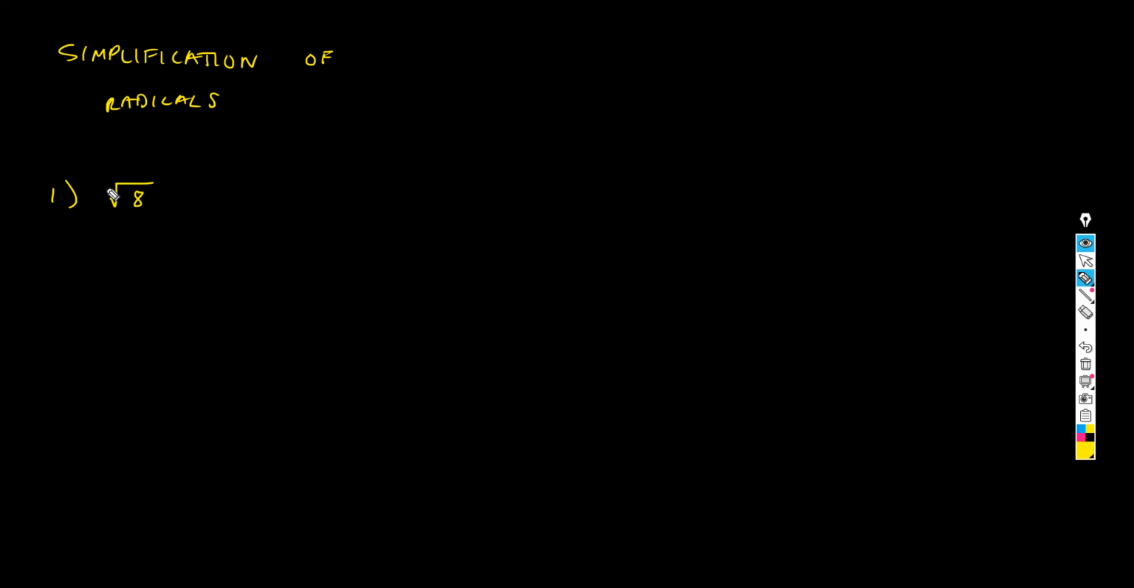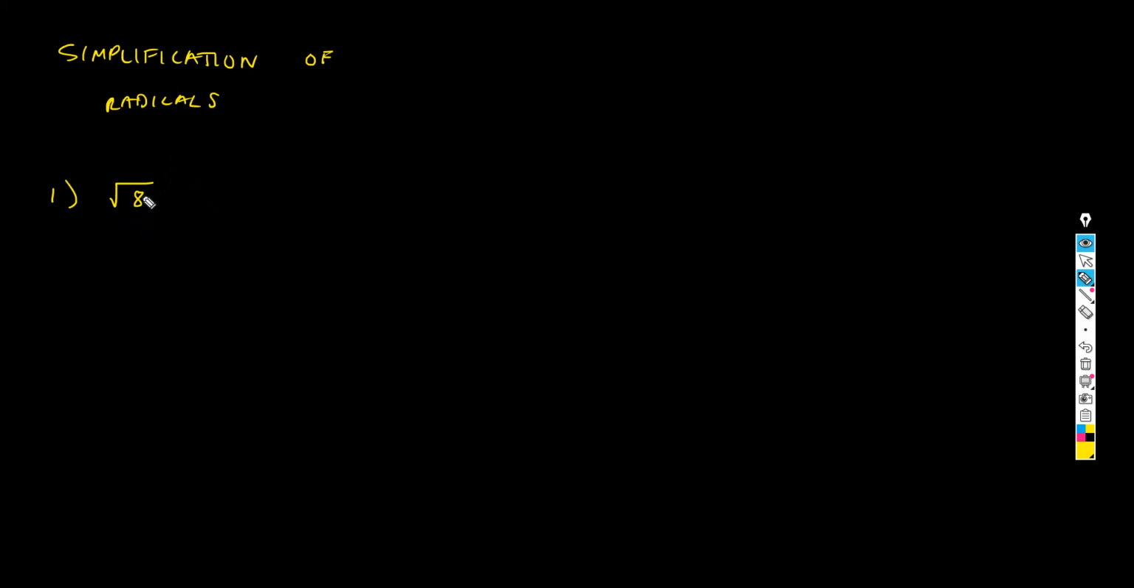And by the way, remember, when I don't write the index in here, that means that there is a number 2. That is the only case in which you can ignore the index, okay? When it's 2. So this is read as the square root of 8. And they want me to simplify this. What does that mean in the first place?